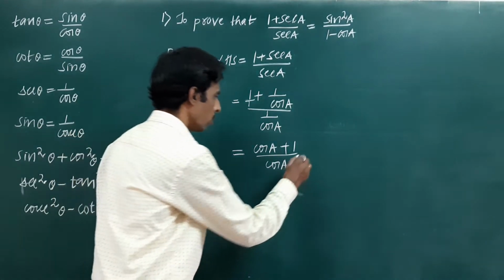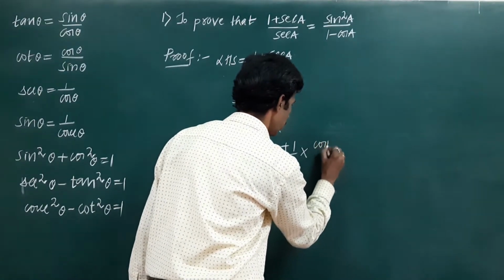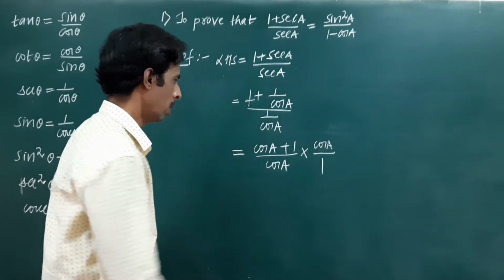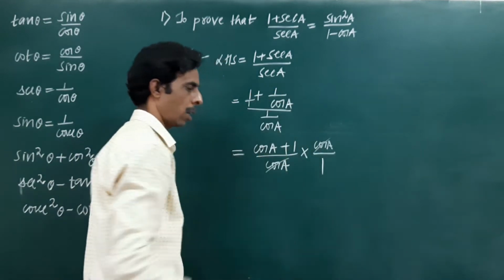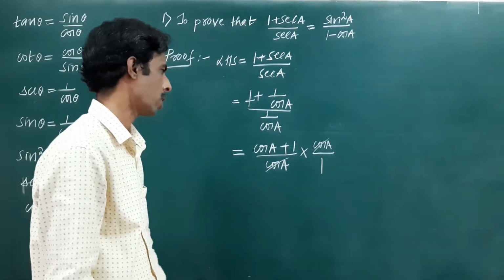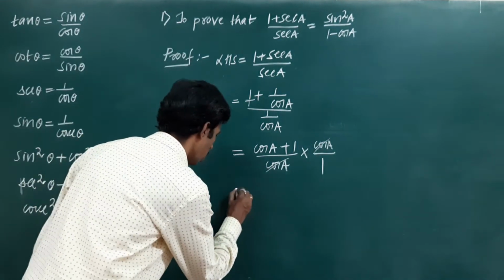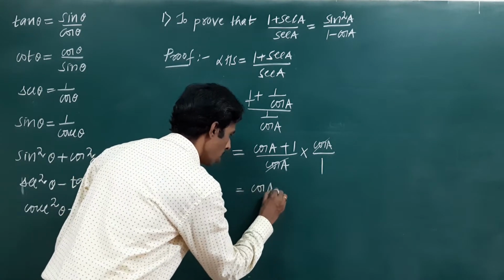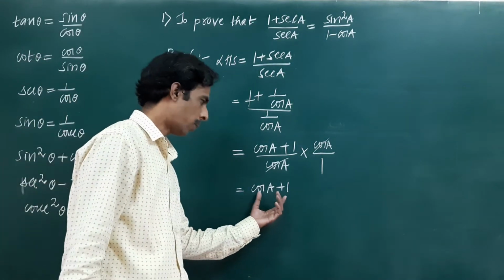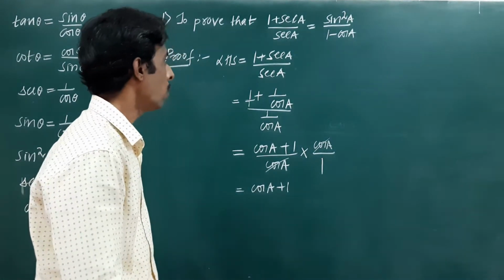After finding the LCM of the full numerator term, you get this result. Now this cos A comes to the numerator side, this whole divided by 1, this 1 is in the denominator. Now cos A and cos A, both trigonometric functions are similar, one in the numerator and one in the denominator, so you can cancel them. Afterwards, you will get cos A plus 1, only this much. After this, how are you going to prove it? Because we require this result. So now I will do one thing.